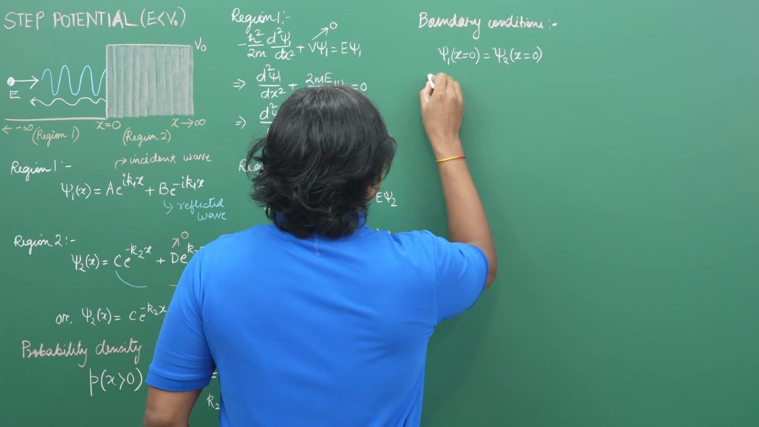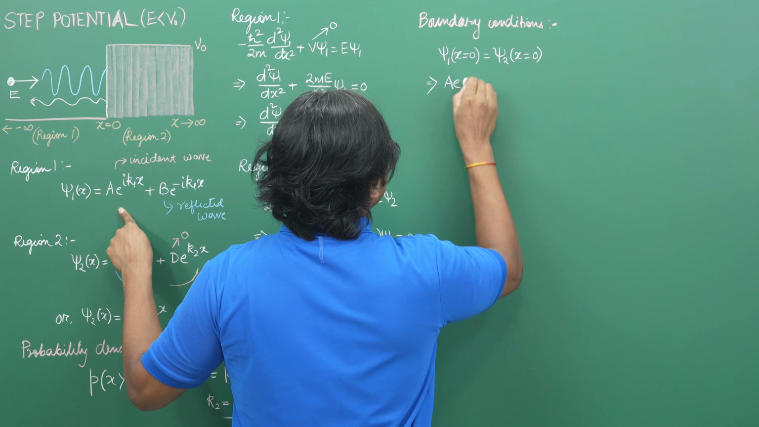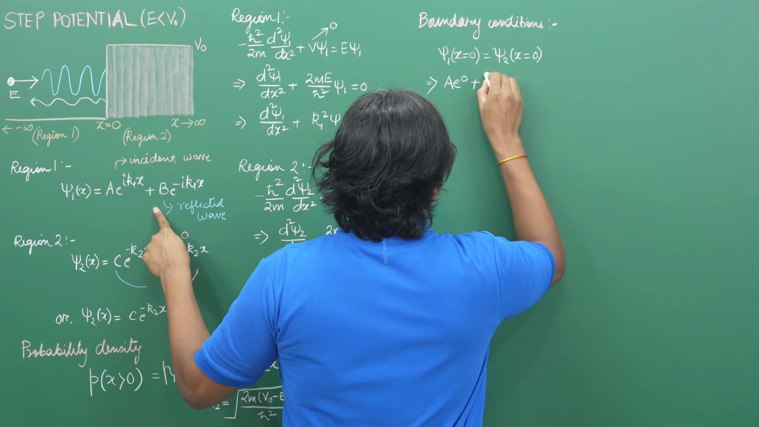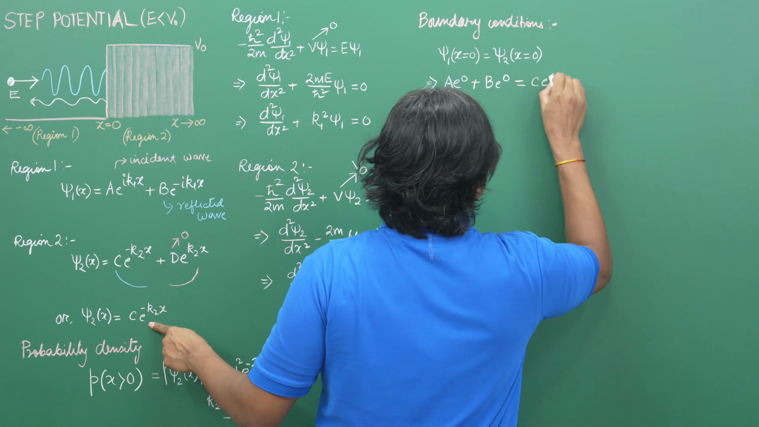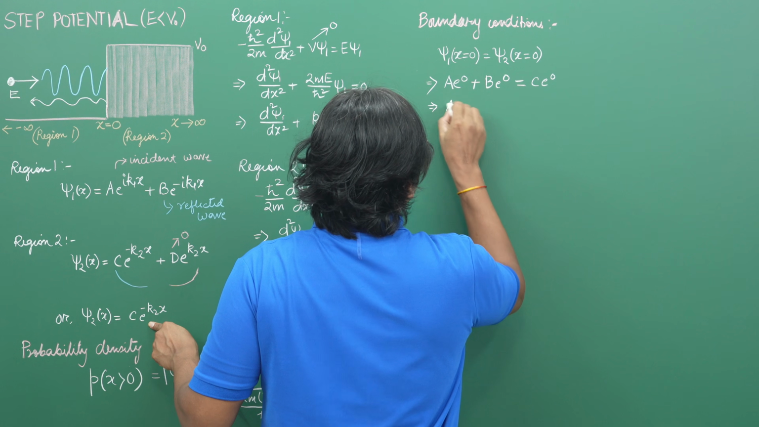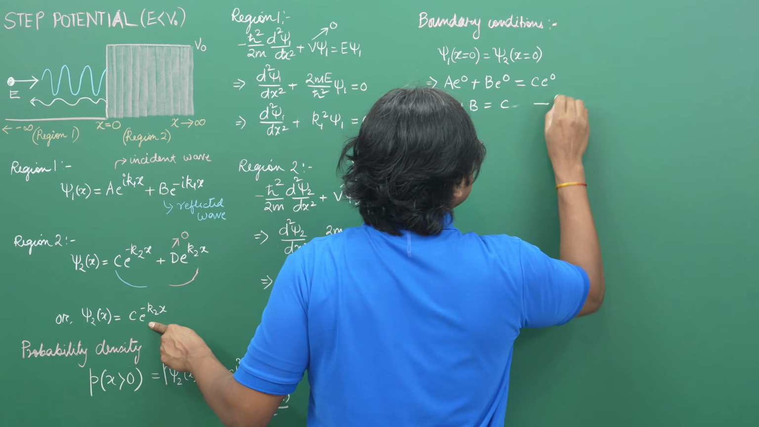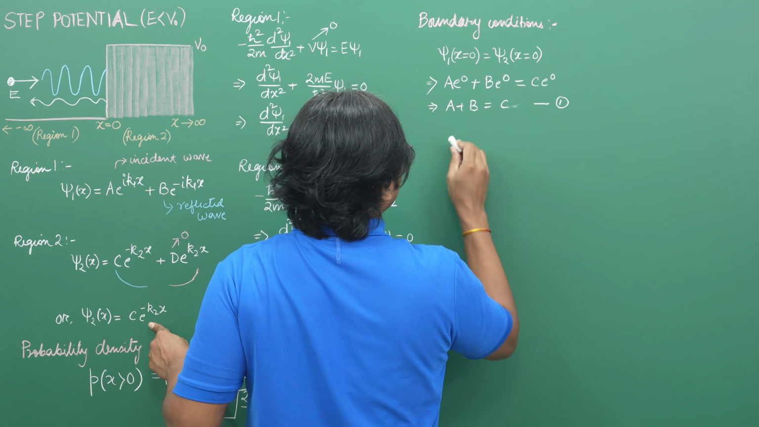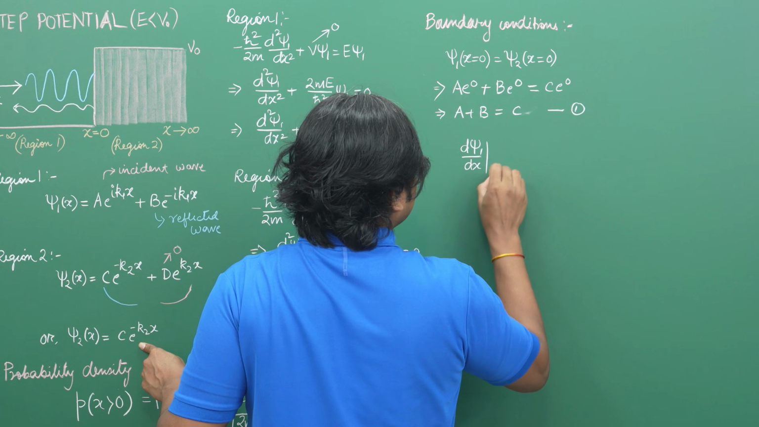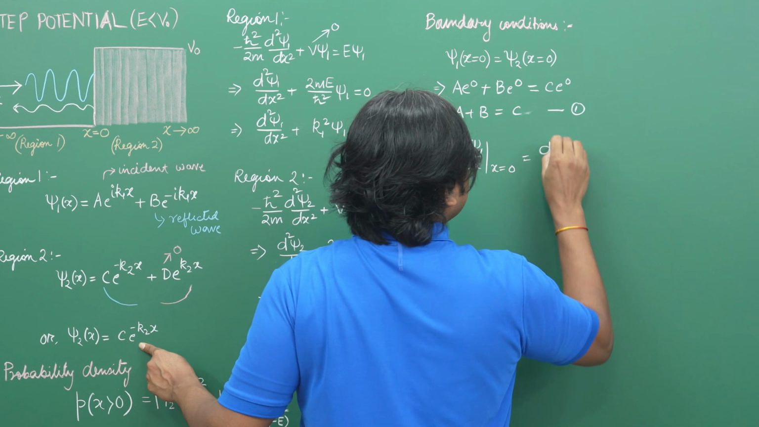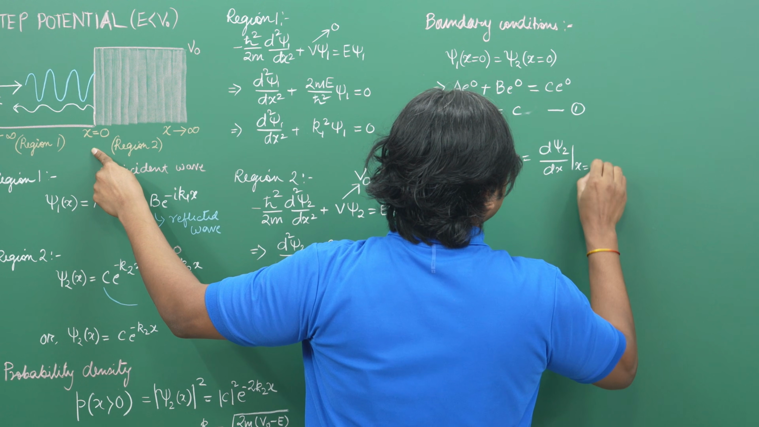So let's apply x equal to 0 here. So if x is equal to 0, this becomes a e to the power 0 plus b e to the power 0 is equal to c e to the power 0, which means that a plus b is equal to c. All right. Let's suppose this is point number 1. And the second boundary condition I want to impose is that the derivative of psi1 at x equal to 0 and the derivative of psi2 at x equal to 0 are also both equal.